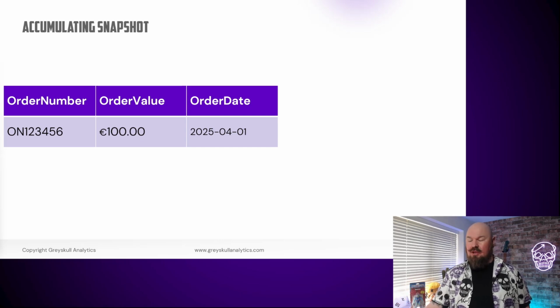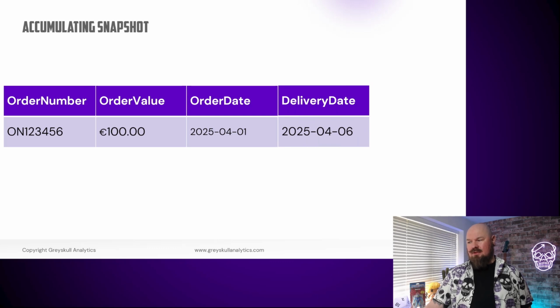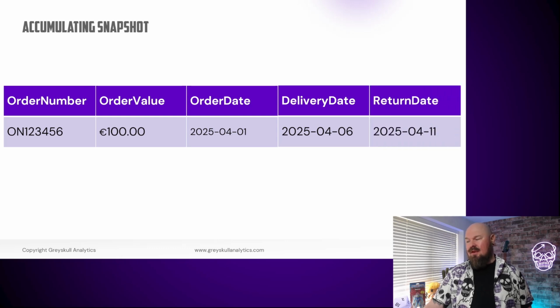What you would see here from an accumulating snapshot perspective is when the next stage of the process happens, you get a new column. So in this example, we're saying the order was delivered on the 6th of April. And then if another event happens in that process, say for argument's sake, the customer decides that they no longer want the order and they're going to return it, you get another column with another date, so that happens on the 11th of April.